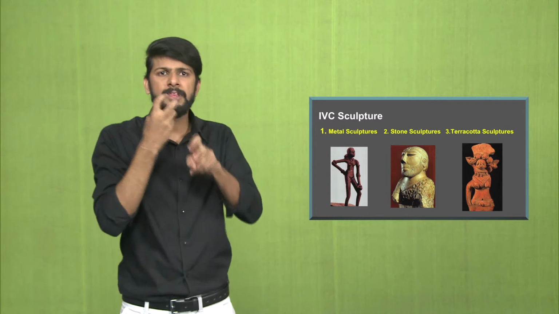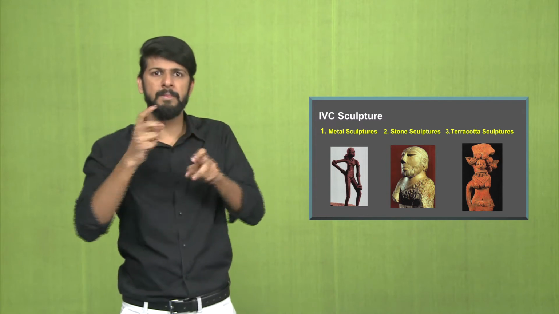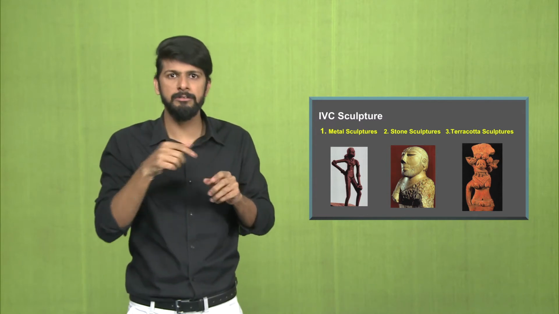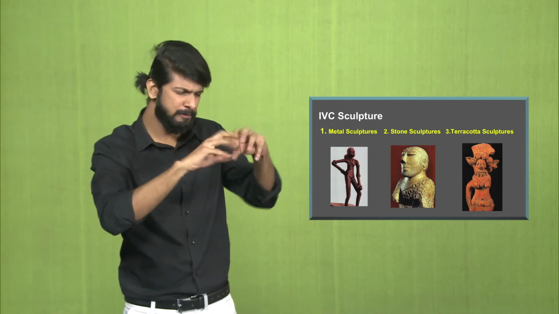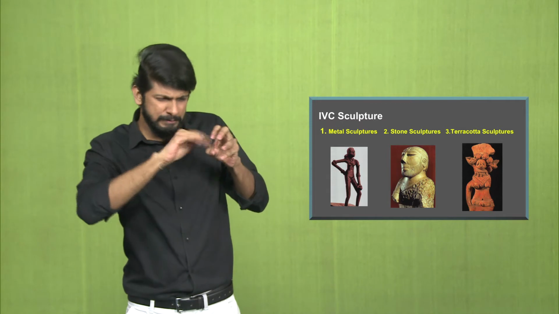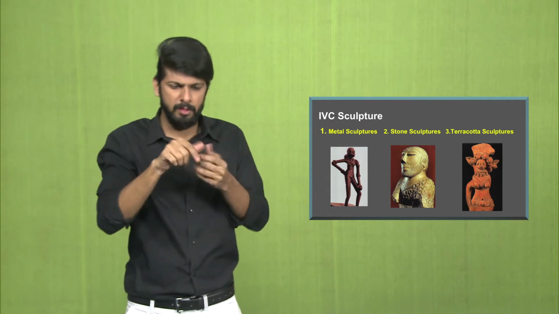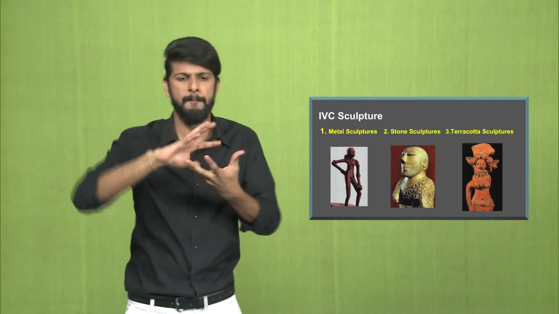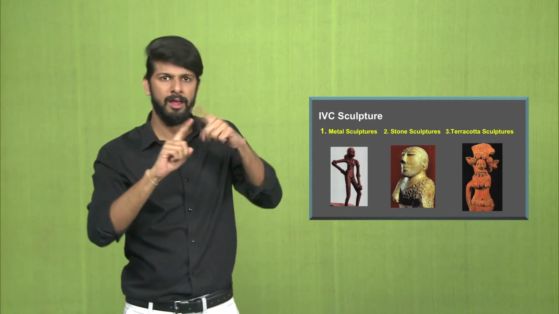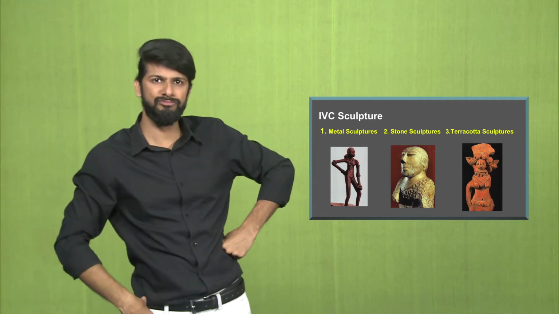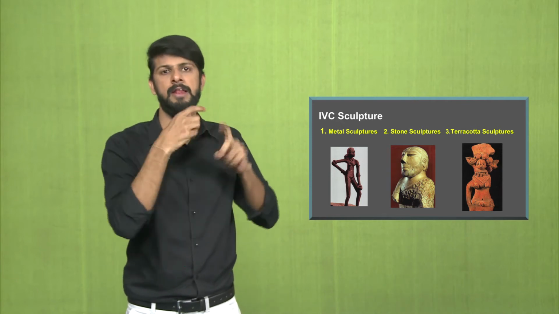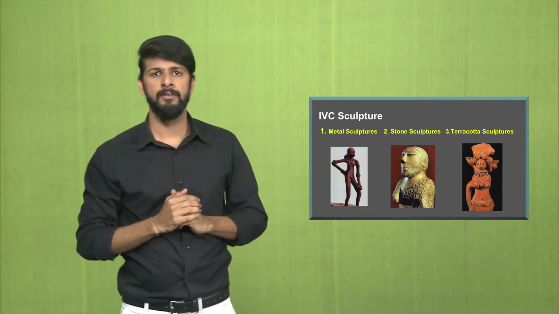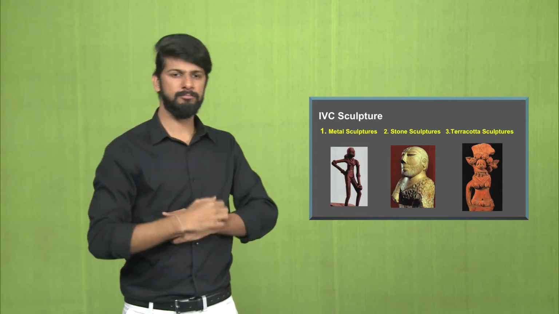The Indus Valley civilization sculptures were of three types. First was the metal sculptures. Metal sculptures were made, basically the metal was found from natural sources, it was excavated, and through the process it was used to make sculptures.